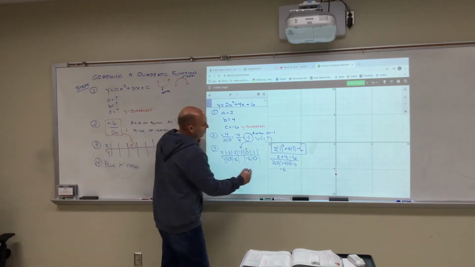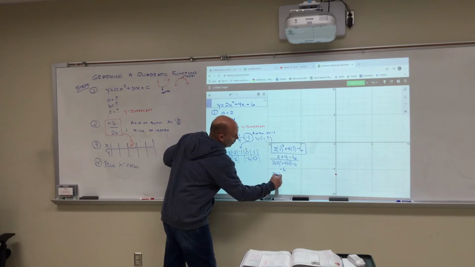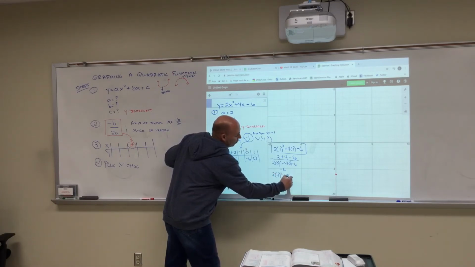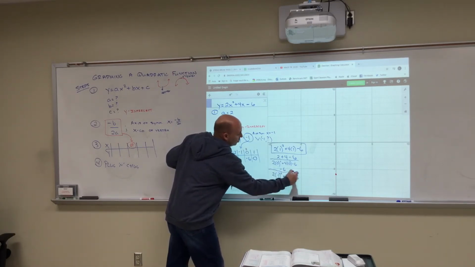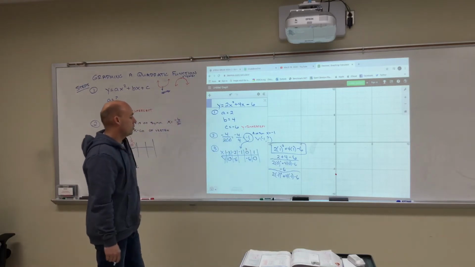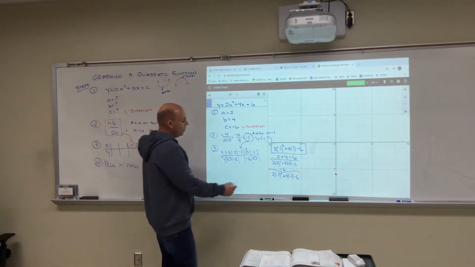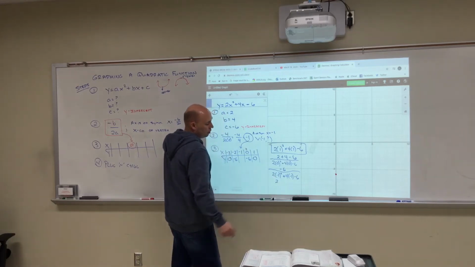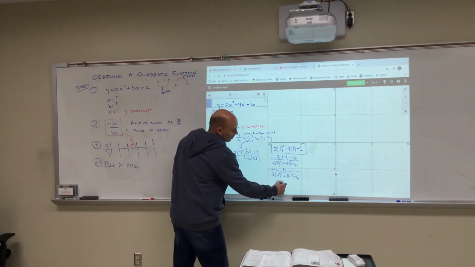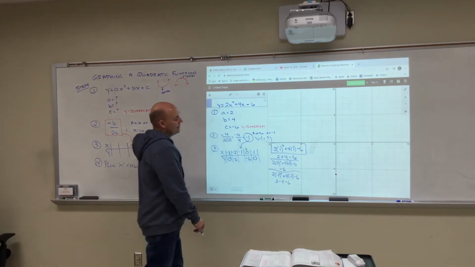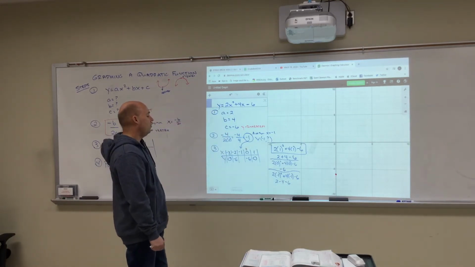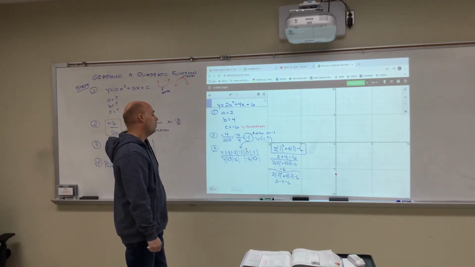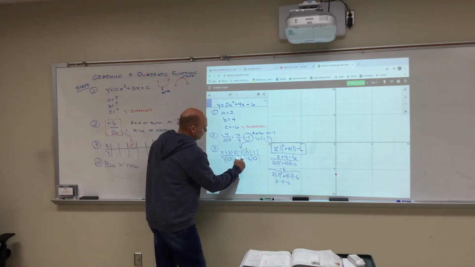Then I'm going to do the same thing for -1, so 2 times -1. Now watch what I'm doing here. I'm putting these in parentheses. So make sure you put them in parentheses. So I've got 2 times -1 squared, so -1 squared is 1. 1 times 2 is 2. 4 times -1 is -4. And then minus 6. So 2 minus 4 is -2. -2 minus 6 is -8.